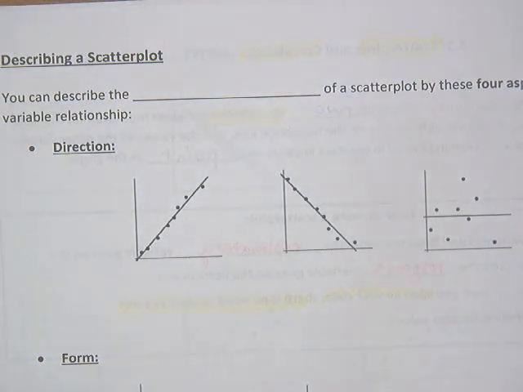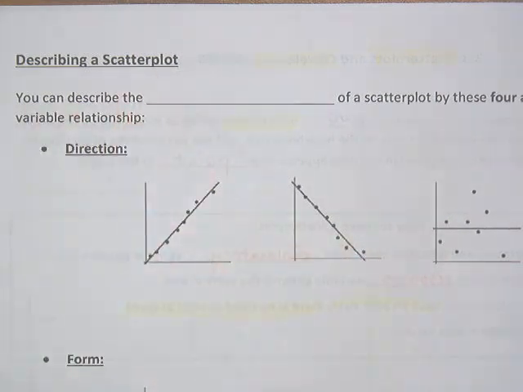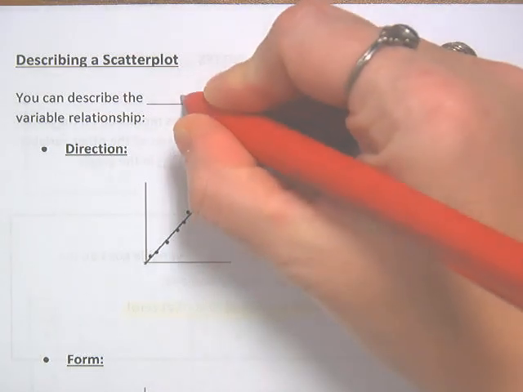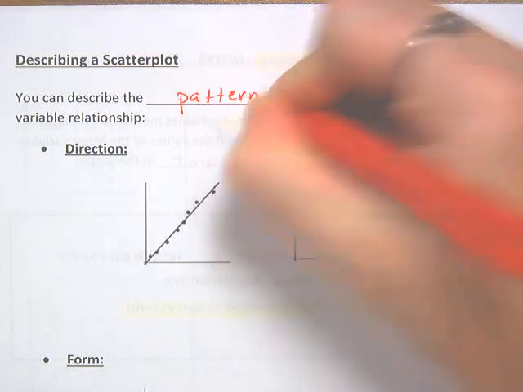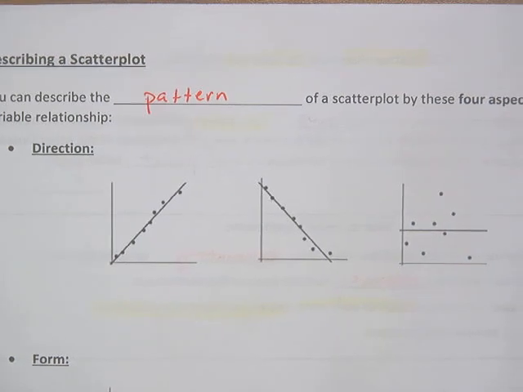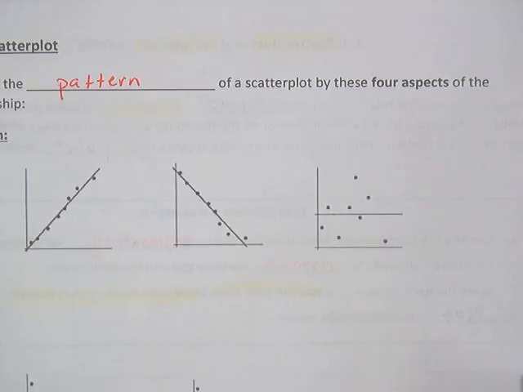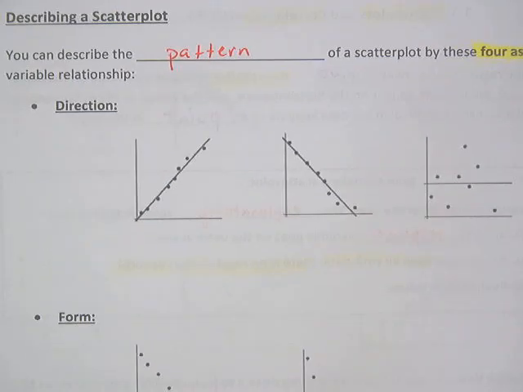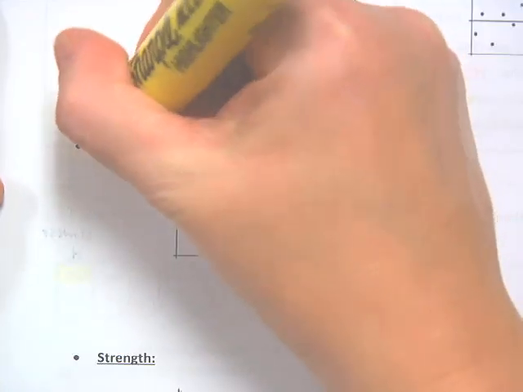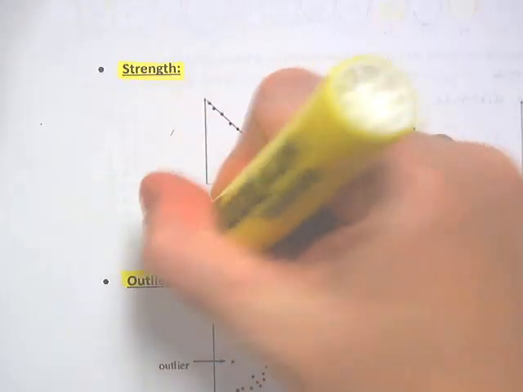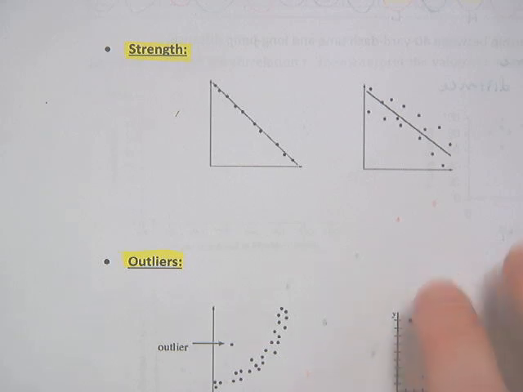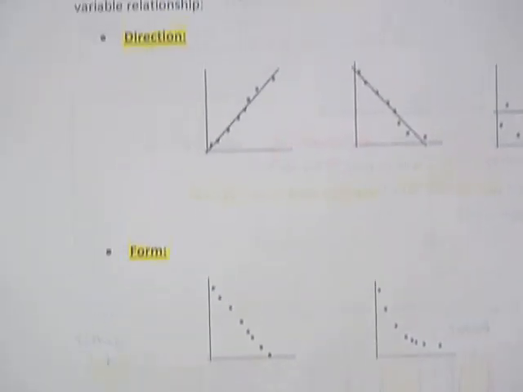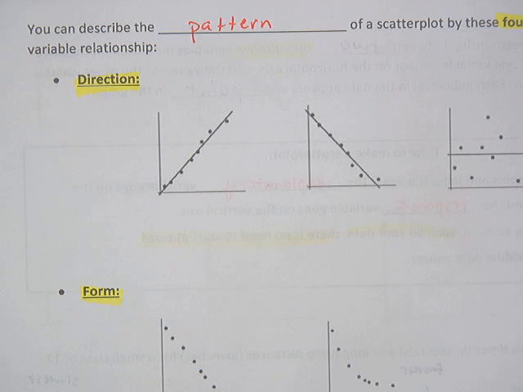So let's look at this page, and it says, this is how you're going to describe a scatter plot. You can describe the pattern of a scatter plot by these four aspects. There's four things that when I ask you to describe a scatter plot, you need to tell me about. Okay, don't just tell me, oh, the scatter plot looks nice. You're going to tell me about the direction, the form, the strength, and if you see any outliers. Those are the four things you're going to write about if your homework says describe the scatter plot.